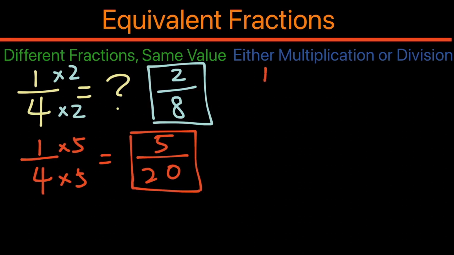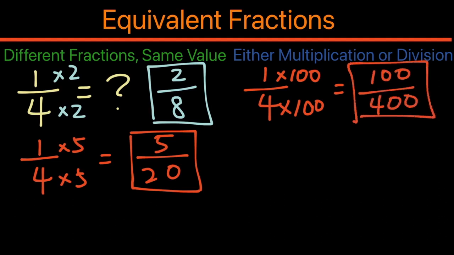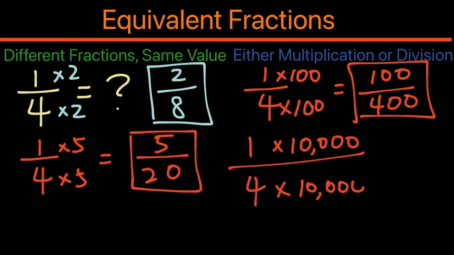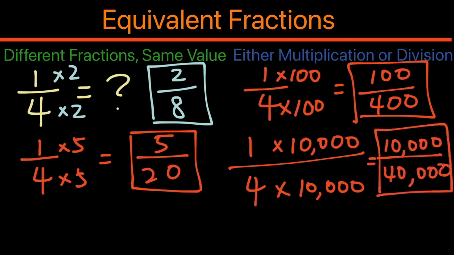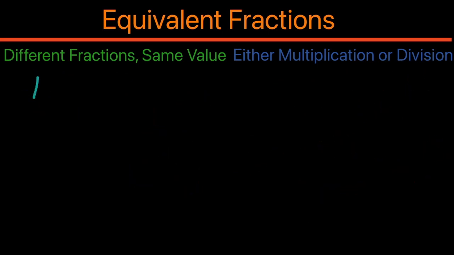What about 100? If we multiply 1 by 100 and 4 by 100, we would have 100 over 400. And that is also an equivalent fraction of 1 over 4. So as you can see, there would be an unlimited number of equivalent fractions because you would be able to multiply by whatever number that you wish to and still be equivalent to 1 over 4. So even if we were to go more extreme, 1 times by, say, 10,000, and 4 times by 10,000, we will have 10,000 over 40,000. And that is an equivalent fraction to 1 over 4. Now let's try a different one.